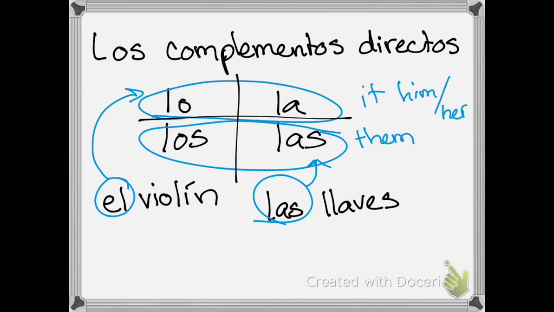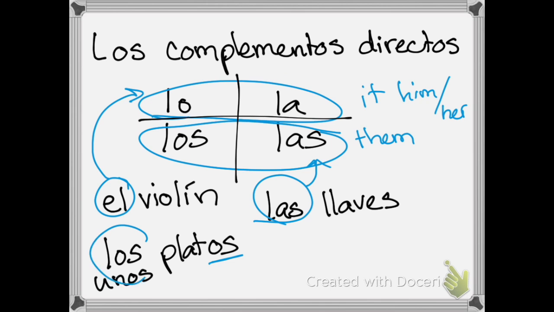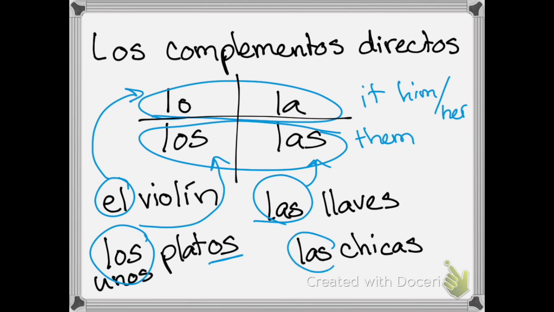If I was talking about washing los platos, lavé los platos, o lavé unos platos, right? Even if it's unos, that is telling me that this is masculine and plural, so therefore my direct object pronoun will be los. Or if I say, hablé con las chicas, okay, las chicas, once again, I know that it's feminine and plural, so therefore my direct object pronoun is going to be las.